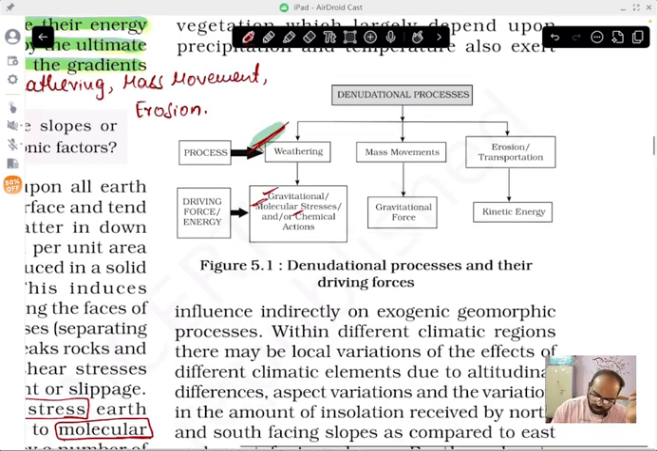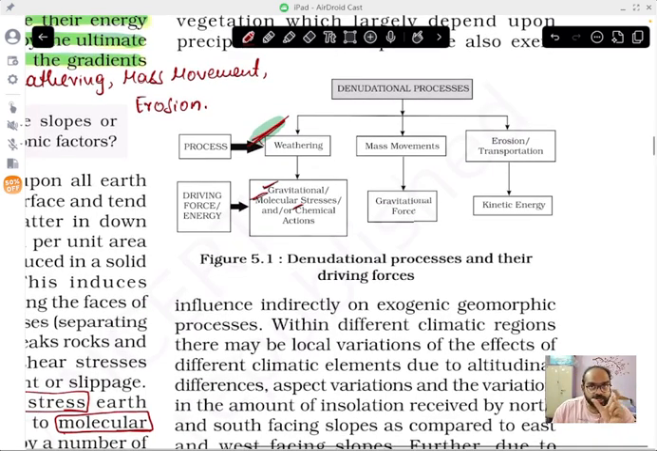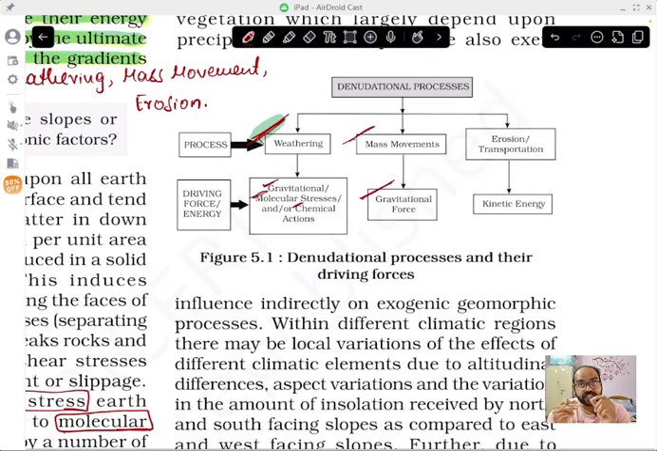For mass movement, it is solely gravitational force, not gravitational stress. Gravitational force attracts the earth material, and that earth material moves along the gravity, towards the gravity. So gravity force is responsible for mass movement, and kinetic energy is responsible for erosion or transportation. What is kinetic energy? Any moving body possesses kinetic energy. For example, a car that is moving possesses kinetic energy.